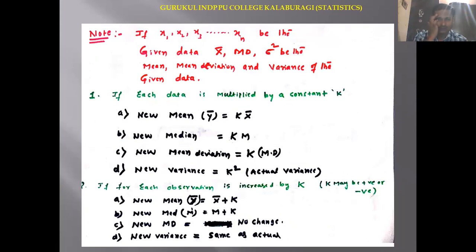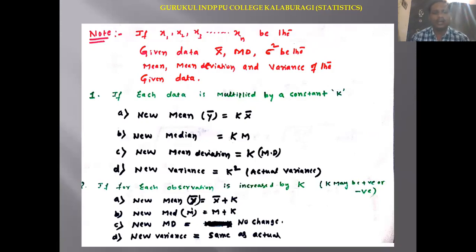Next is one very important note we need to remember to solve the objective cases. If x1, x2, x3 and so on up to xn is the ungrouped data, and x bar, MD and rho square are the mean, mean deviation and variance of the given data. So in the first case, ungrouped data is given, x bar denotes its mean, MD denotes its mean deviation, and rho square denotes its variance. First note: if each data is multiplied by some constant k, what will be the changes in the original mean, mean deviation, variance and standard deviation?